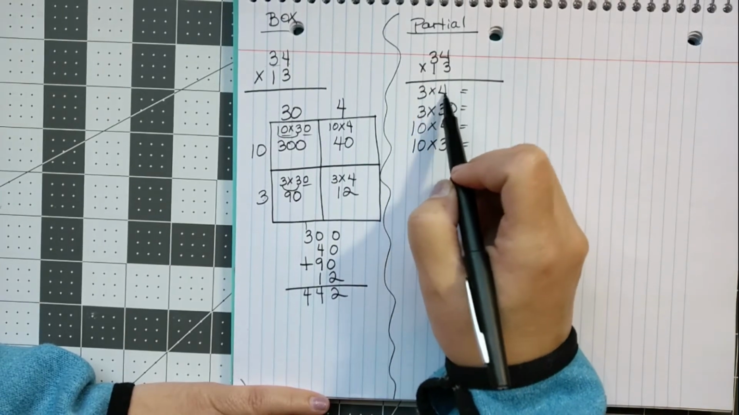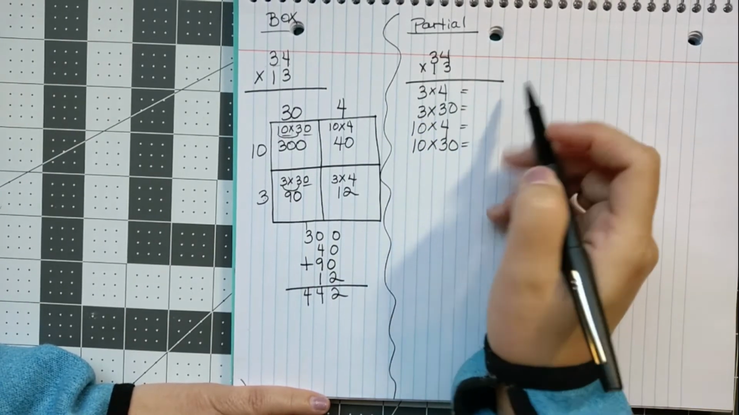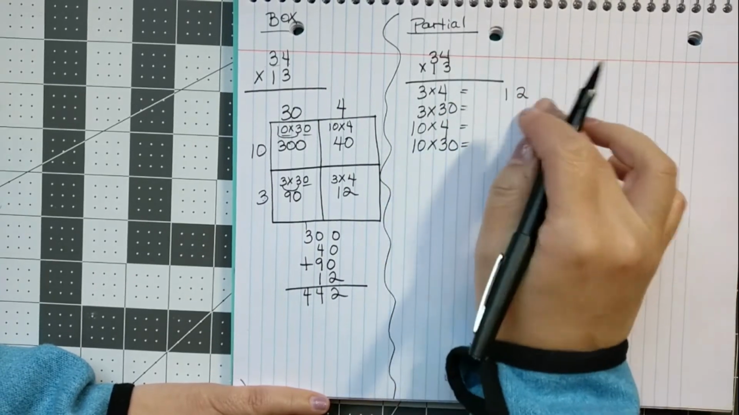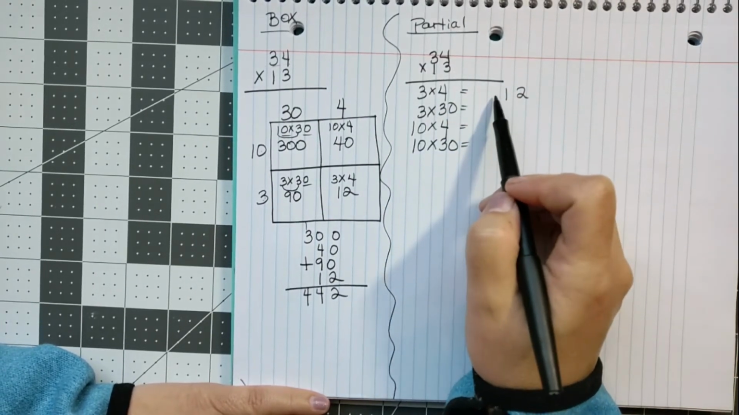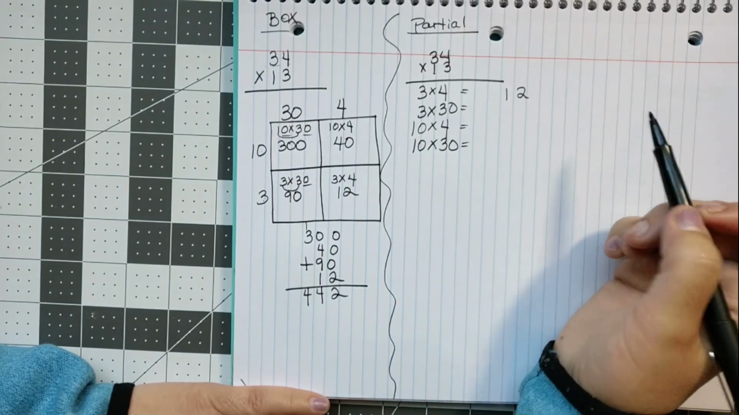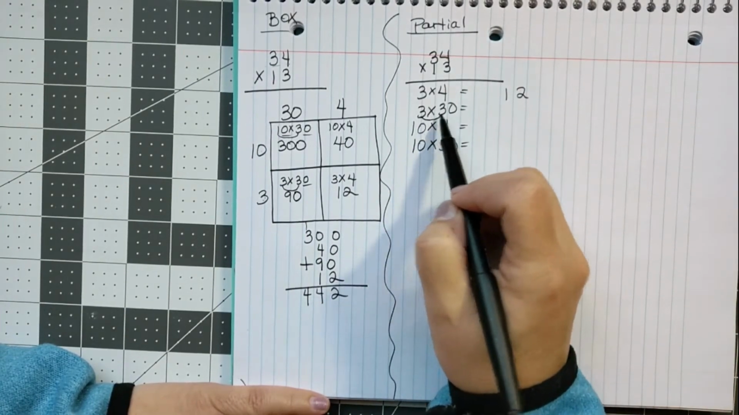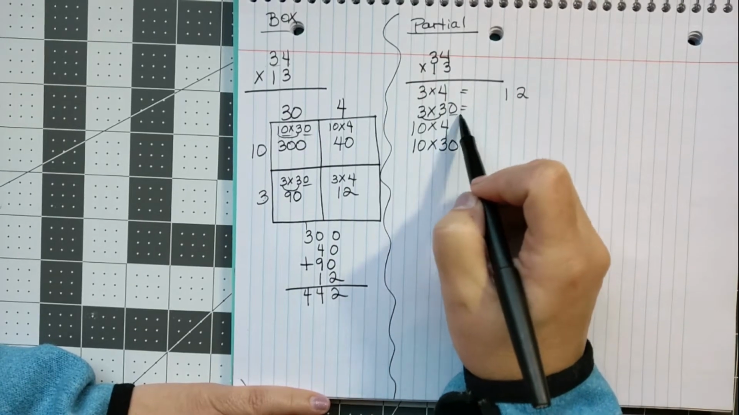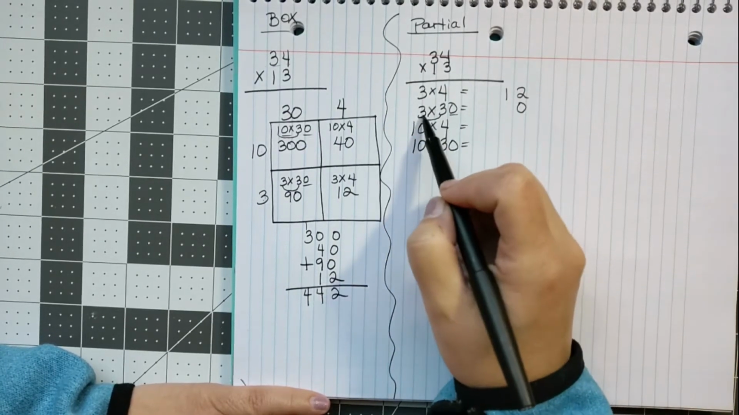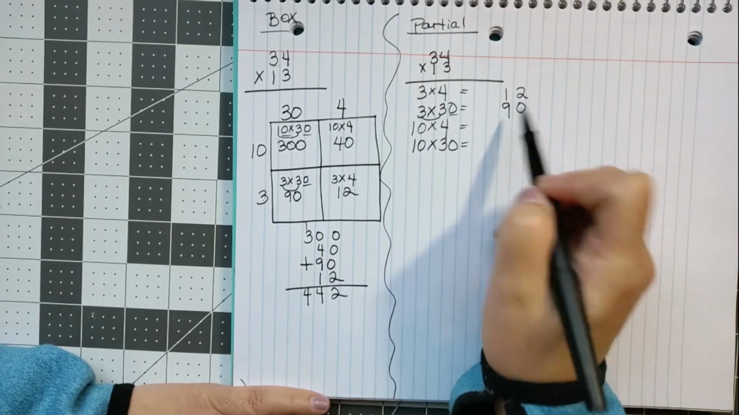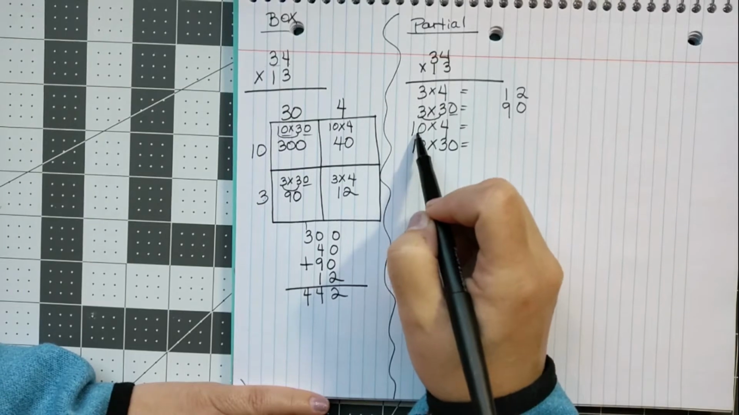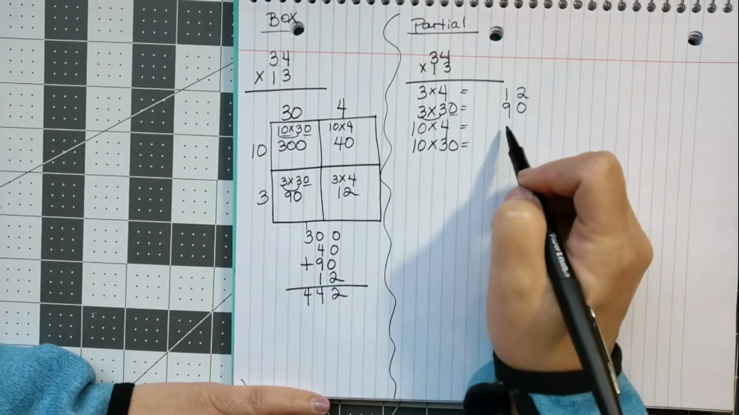So 3 times 4 is 12. So we're going to write it off to the side a little, leaving some room for the hundreds and thousands place. Okay. And then 3 times 3 is 9. Well, first let's put down our 10. And then 3 times 3 is 9. Okay. 10 times 4 is 40.